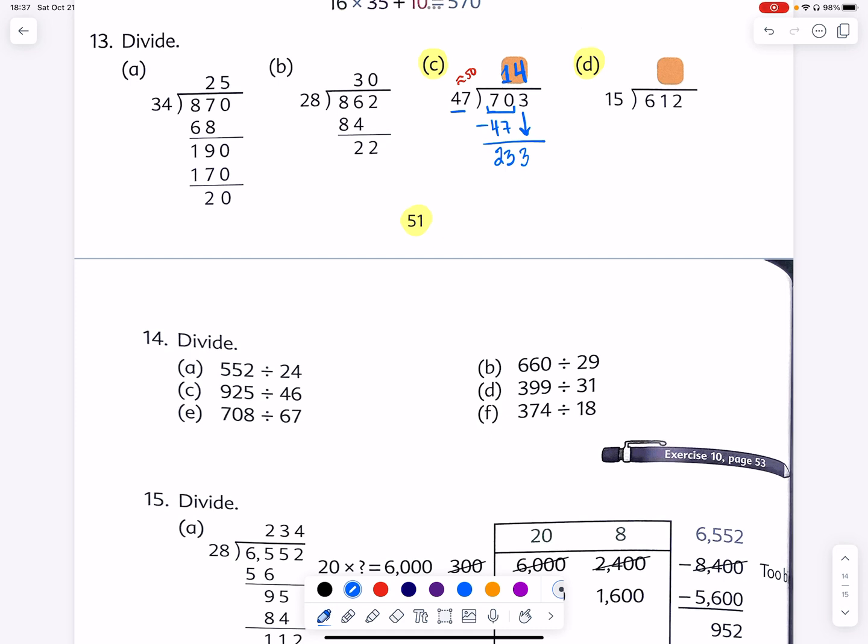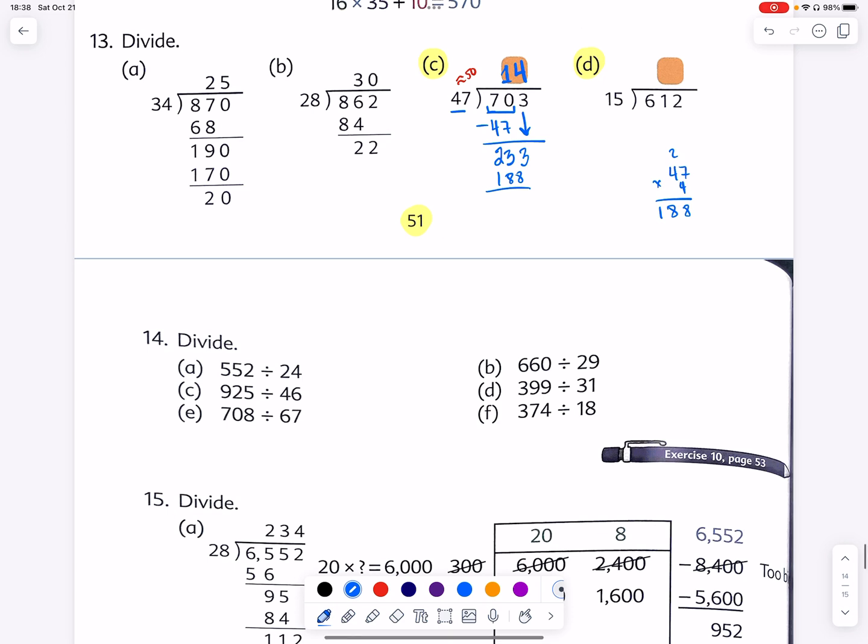47 times 4. 40 times 4 is 160. 7 times 4 is 28. Let me just do it. 47 times 4. So 7 times 4 is 28. 4 times 4 is 16, or 160. So 188. What do I have? Do I have a big remainder? 33 plus 12. Oh, what did I get? Let's see.